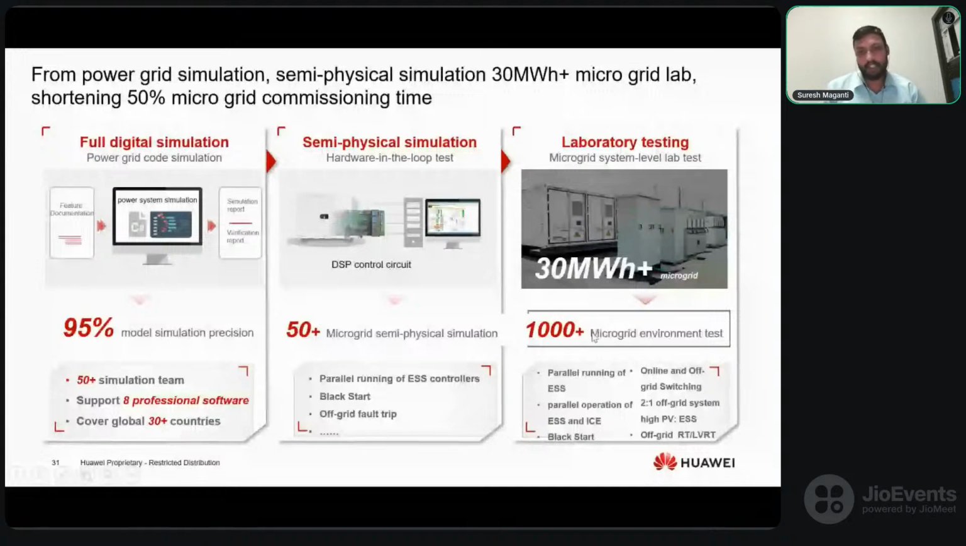environment. That is, the lab has 30 megawatt hour of testing capability, LVRT and HVRT and V-grid tests. Everything will be validated in real time with each and every inverter as well as each and every component, and it will be tested for days and months together to validate its performance. Then it will be dispatched to the customers. This is the standard practice followed by Huawei.